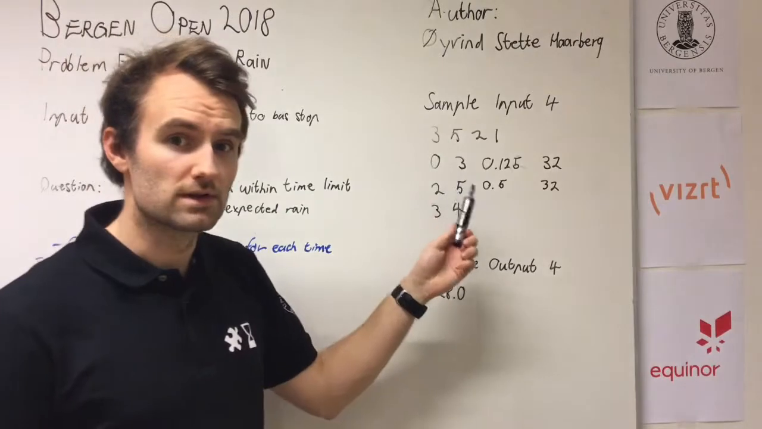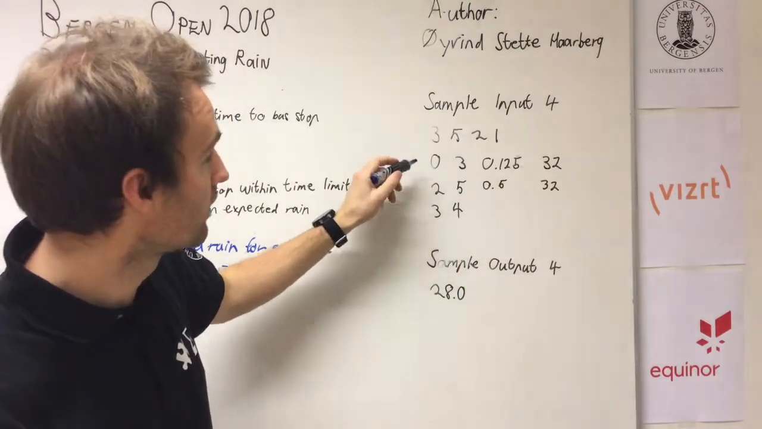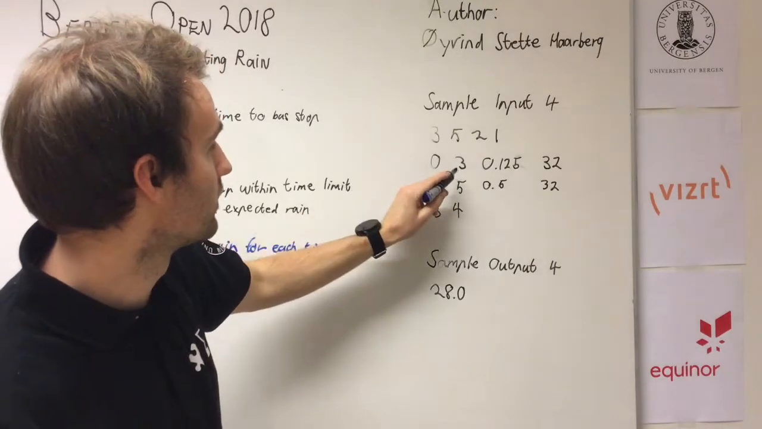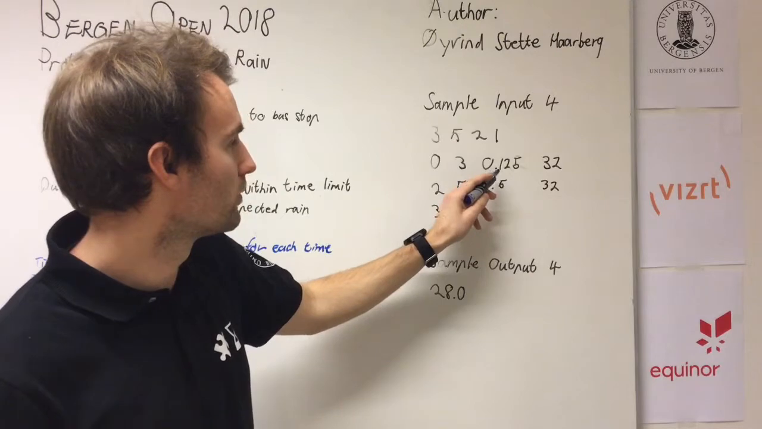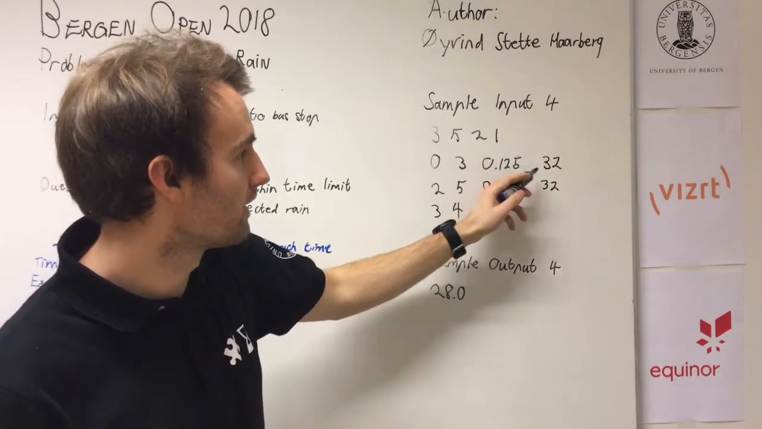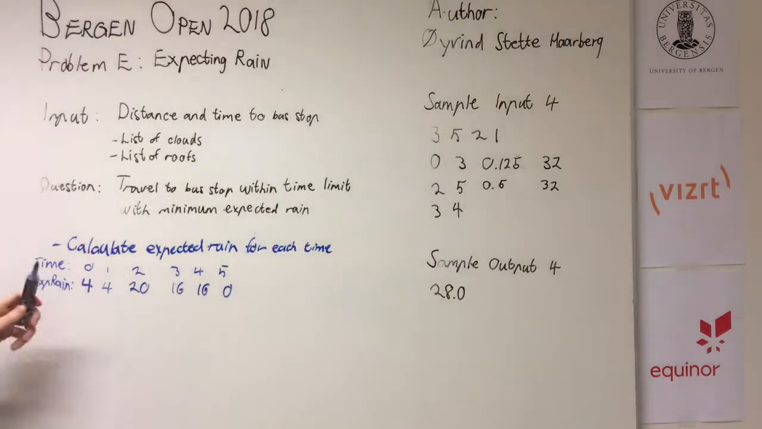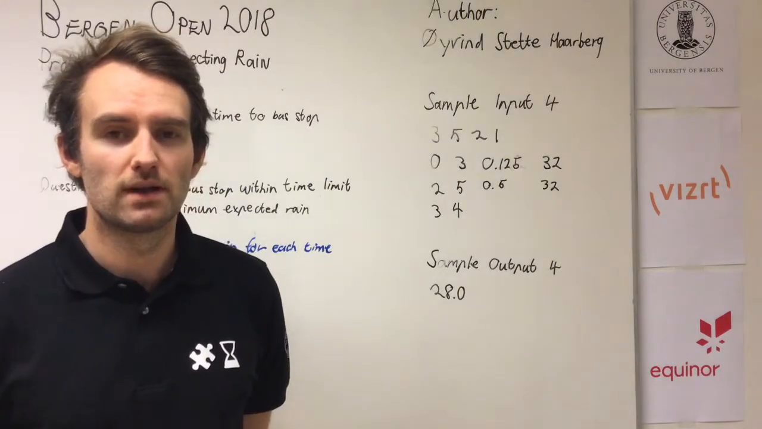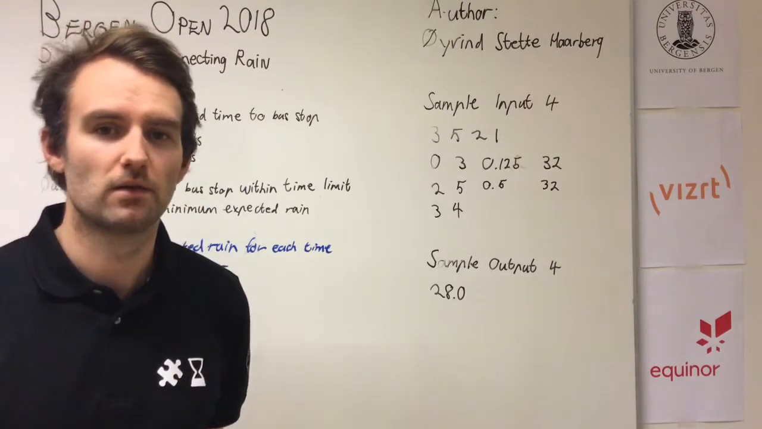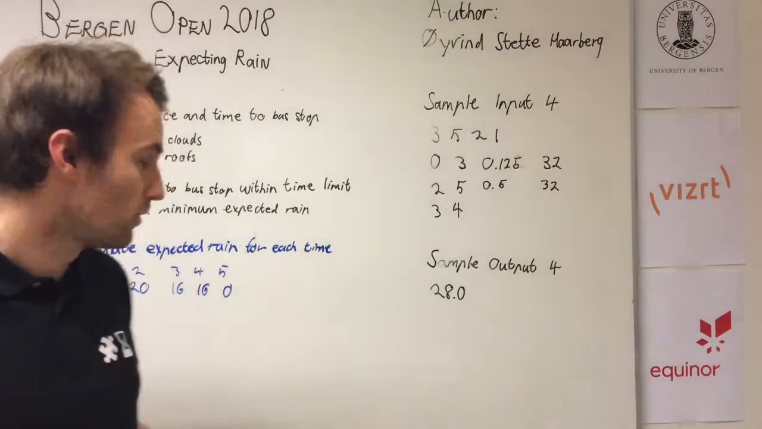In this example we're using sample input 4, and the first cloud starts raining at 0 and ends at time unit 3. We also have 0.125 probability with the 32 as the amount of rain, and we fill this into our expected rain table. So at first we calculate the expected rain by multiplying the probability of rain with the amount of rain. That leaves us with this table.